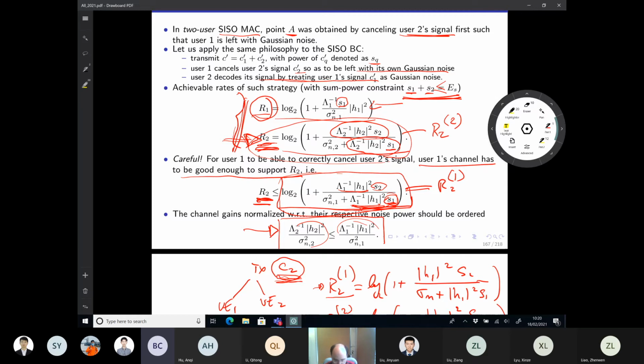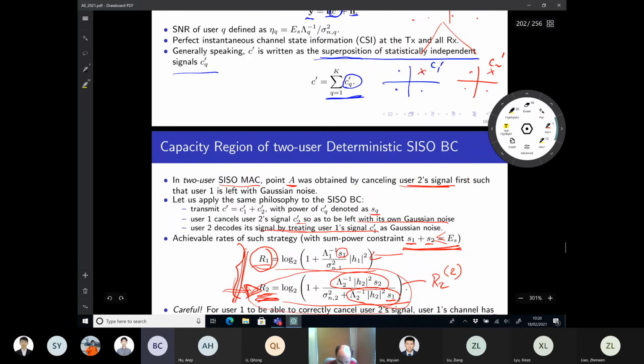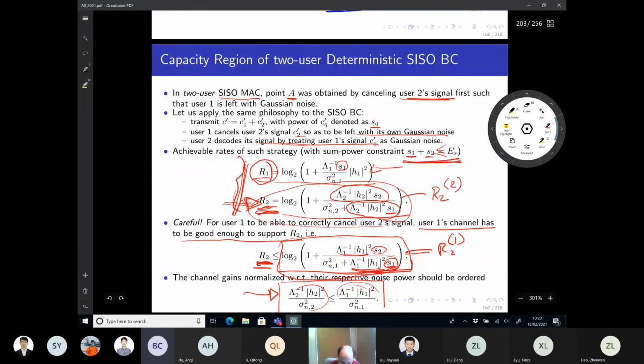So how would you implement superposition coding with successive interference cancellation in real systems? It means that you have, for instance, C1 prime from a QPSK. So for instance, you have the rate of user 1, the rate of user 2. You can transmit the maximum rate. Now you have to map this to a certain modulation and coding rate.